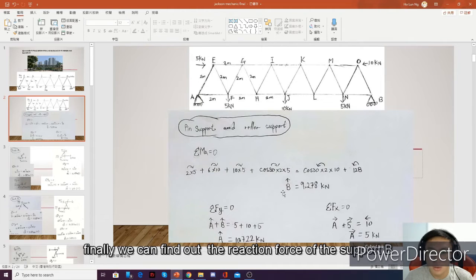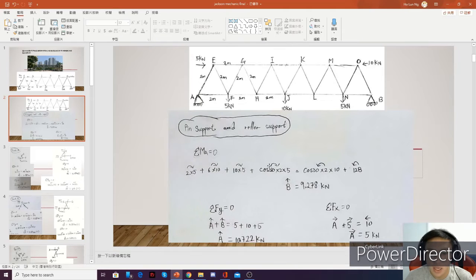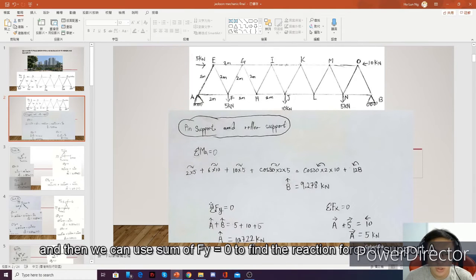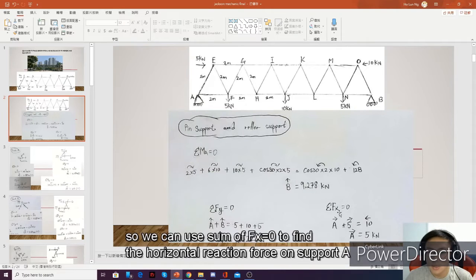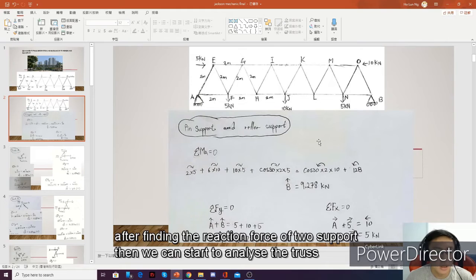And then finally we can find out the reaction force of the support B, and then we can use sum of Fy equals 0 to find the reaction force of the support A. And because support A is a pin support, it also has a horizontal reaction force. So we can use the sum of Fx equals 0 to find the horizontal reaction force of support A. Okay, after finding the reaction forces of the two supports, we can start to analyze the truss.